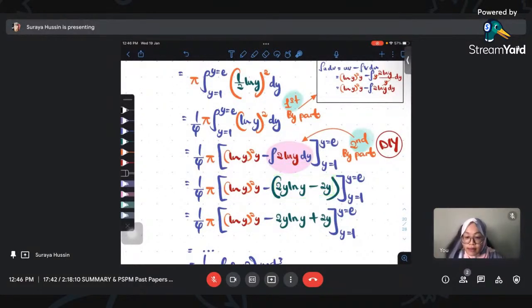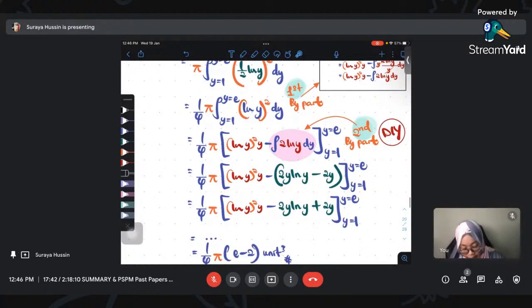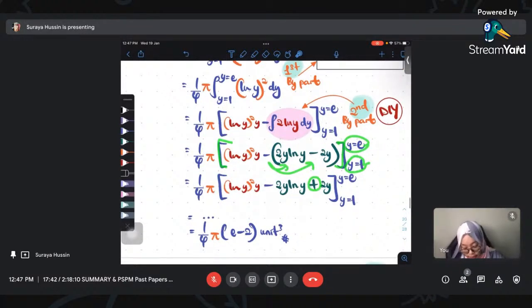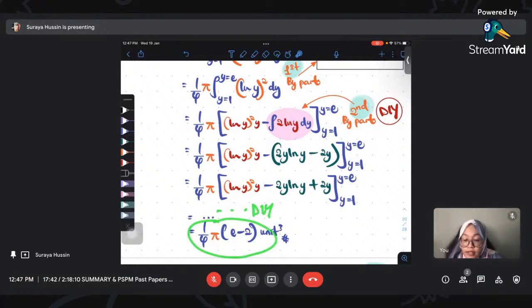After I have found my second by part, I have no longer integration. Right? I have no longer integral. Jadi saya punya big bracket ni masih sama dan tulislah limitnya di luar. Right? So now what I did is just kembangkan dan dapatlah positif. And then yang ni saya tak cukup ruang. I'm so sorry. I want you to sub in the value yourself. You find it yourself, your DIY, and then you will get the final answer, which is this one.